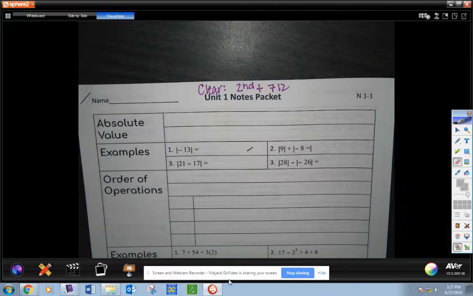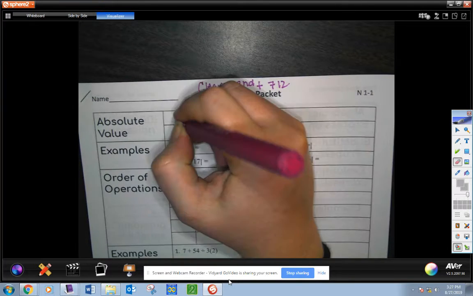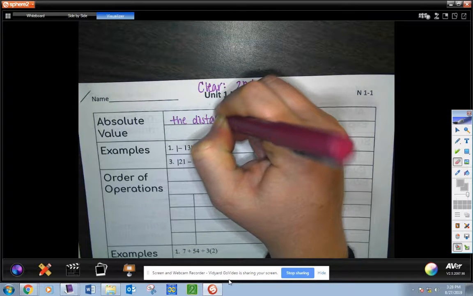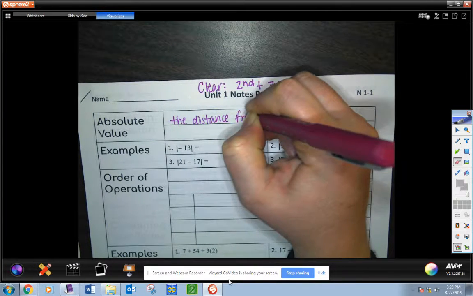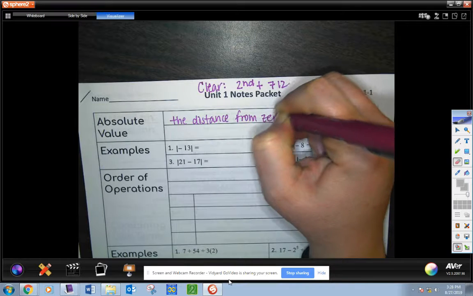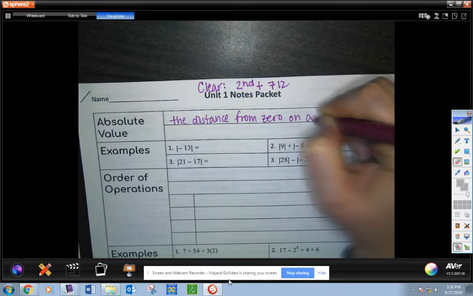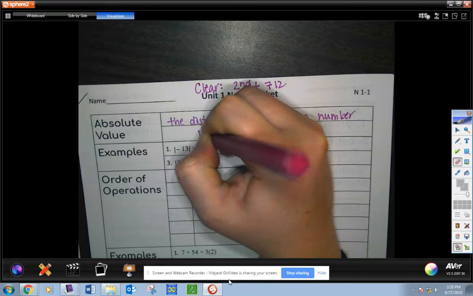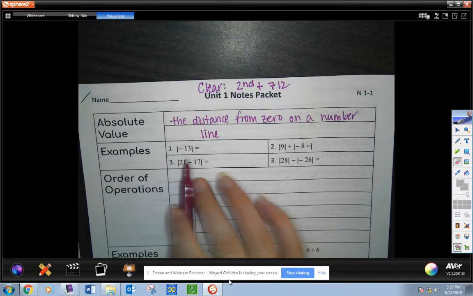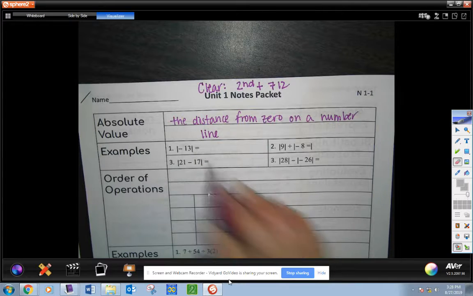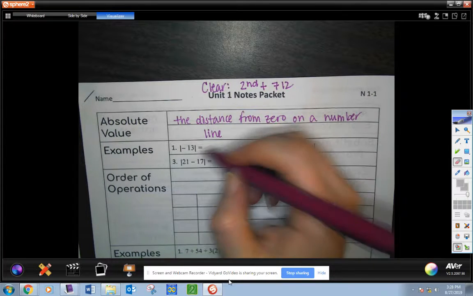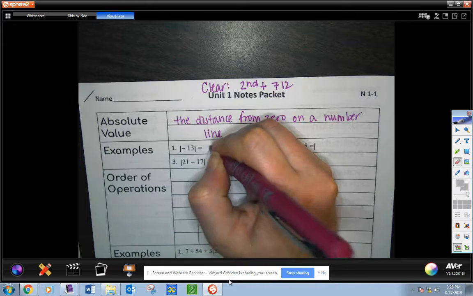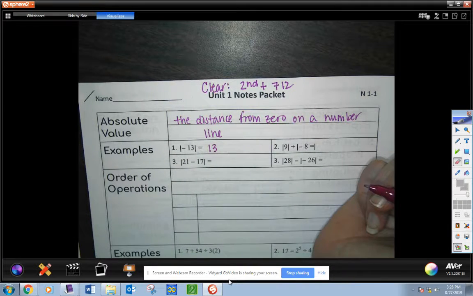Now what you missed: absolute value is just the distance from 0 on a number line. If I were to picture a number line in front of me, I would be looking at -13, and I would want to know how many moves it would take for me to get back to 0. And it would take me 13 moves.